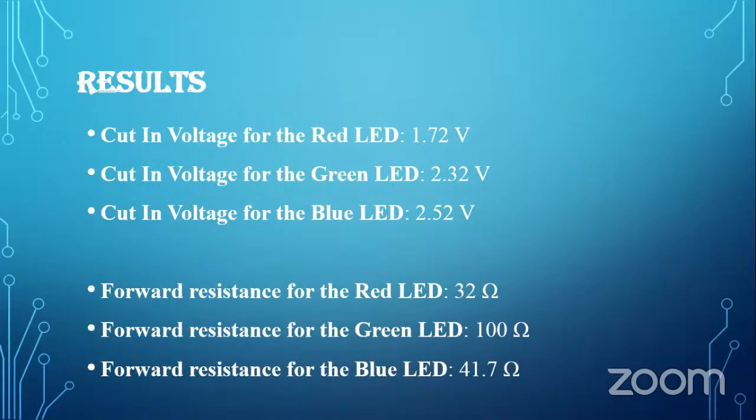Again, the forward resistance obtained for the red LED is 32 ohms. The forward resistance for the green LED is 100 ohms. And the forward resistance for the blue LED is 41.7 ohms.